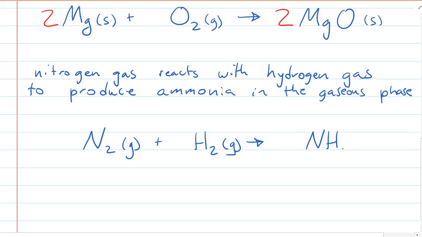Now I forget if we've talked about this, yeah, I think we just did this one the other day, right? You need to know from this point forward the formula for ammonia. Ammonia would be NH3. The phase label is g.